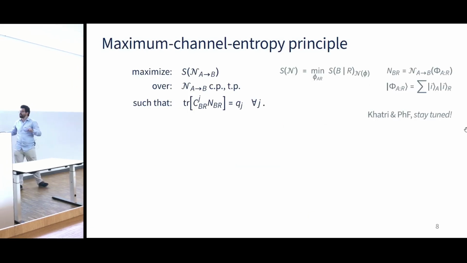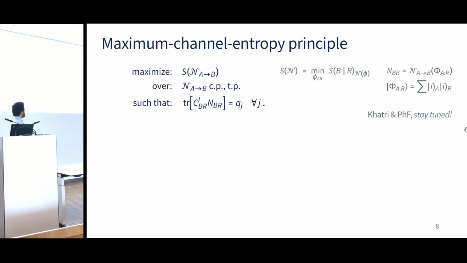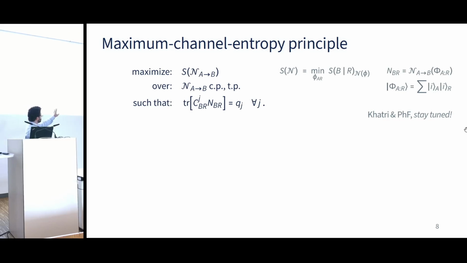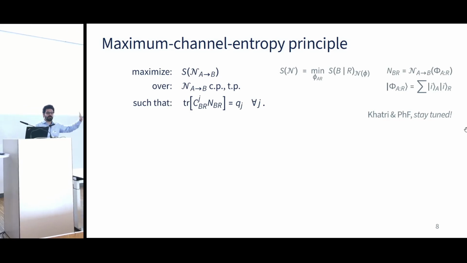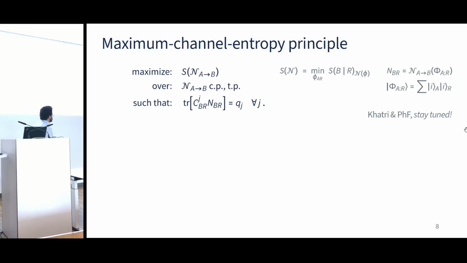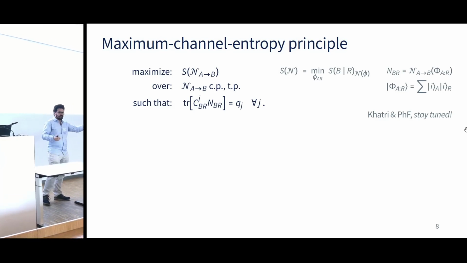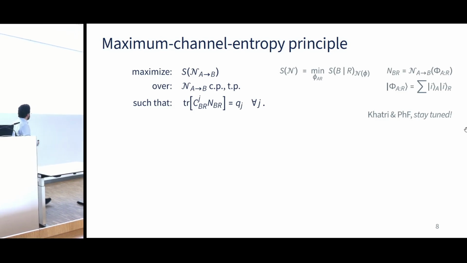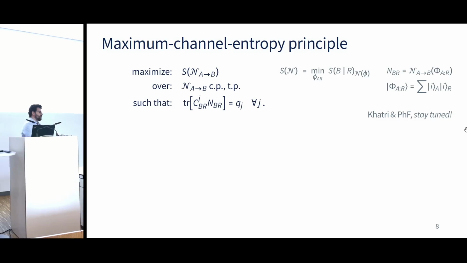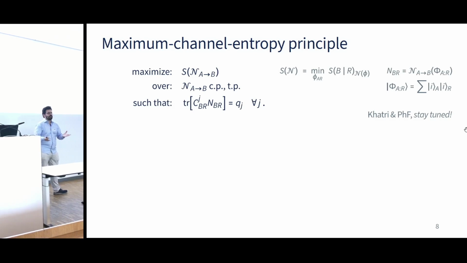All right, so we're armed with this entropy of a channel, so we can formulate something like a maximum channel entropy principle. We want to maximize the entropy of this channel over all CPTP maps, over all channels, and we have these constraints. Previously I suggested maybe a constraint might be an input state or an output measurement fixed to some value. Well, in general, let's just pick a set of linear constraints on the channel, which I can always express as a bunch of linear constraints on the Choi matrix of the channel.